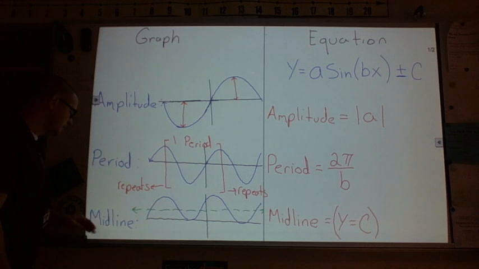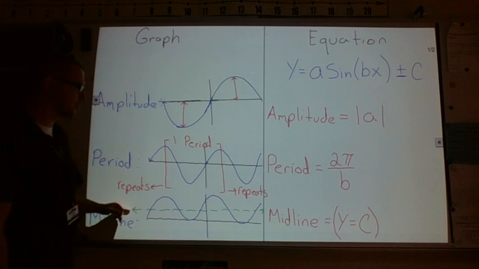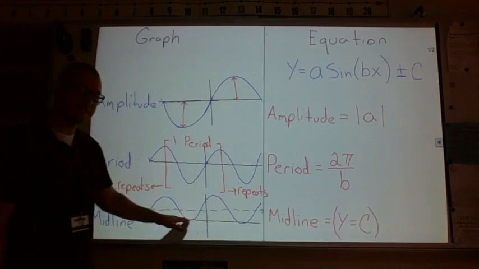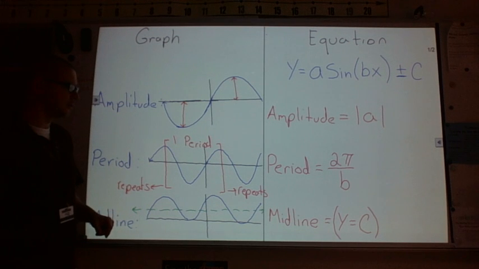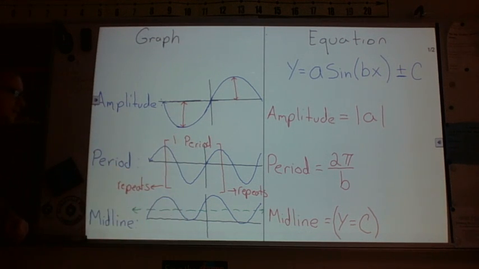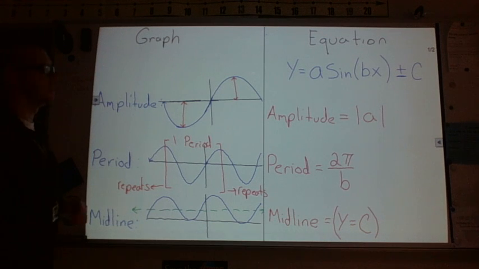Then the midline. The midline is exactly what it sounds like. It's just a line that goes through the middle of the curve, so it bisects that curve. So those are the features we look for on the graphs of sine and cosine.